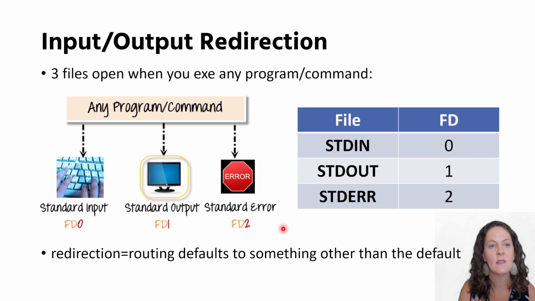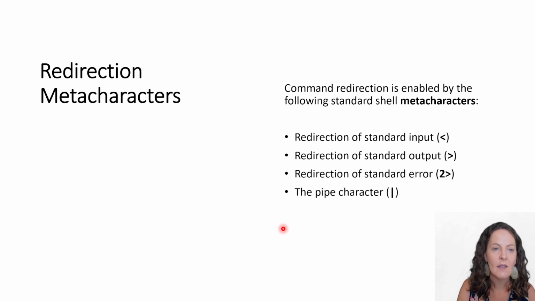So redirection is just sending them somewhere else, or taking input from somewhere else. The redirection characters are here. The shell meta characters: it will understand that if it sees this less than sign, it's related to the standard input. If it sees the greater than sign, it's a redirection of the standard output. If it sees 2 and a greater than sign, remember your standard error's file descriptor was 2, so it will redirect that. And then your pipe character, if you want the output to become the input of another command. So they've all got special meanings within the shell.